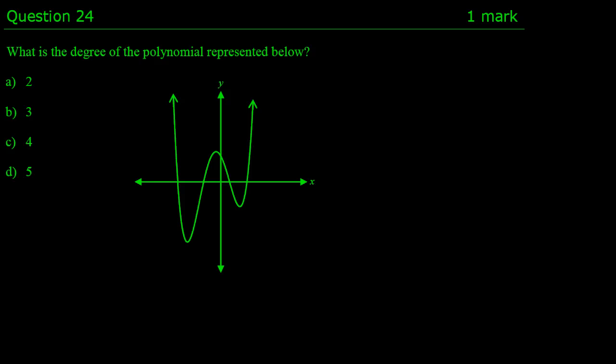Question 24. What is the degree of the polynomial below? Well, it doesn't get any easier than this. This is a W-shaped polynomial, so it has a degree of 4.